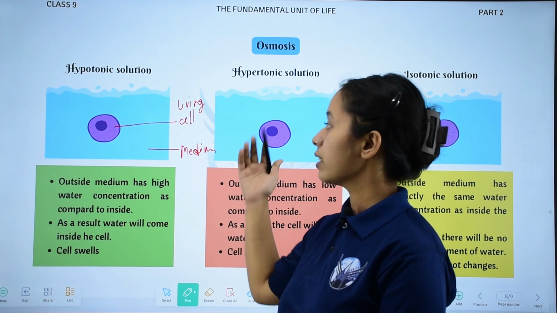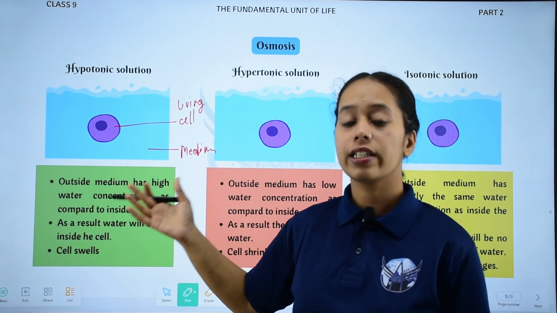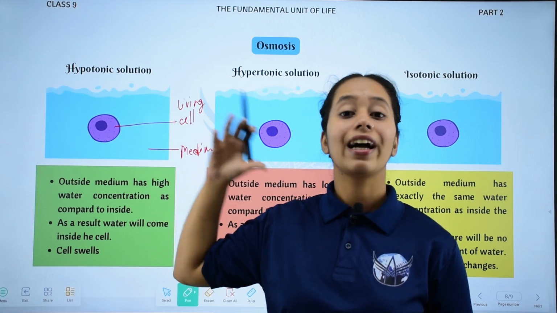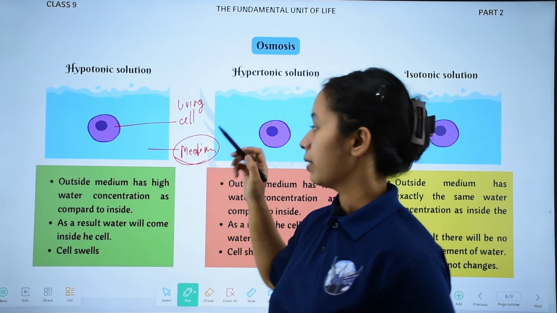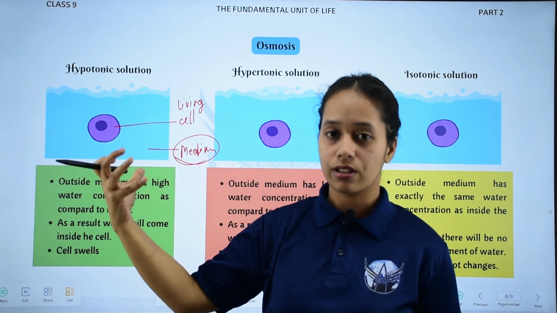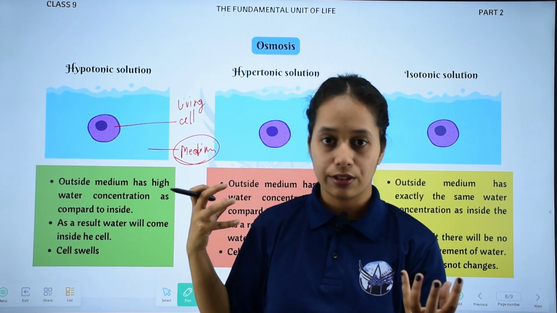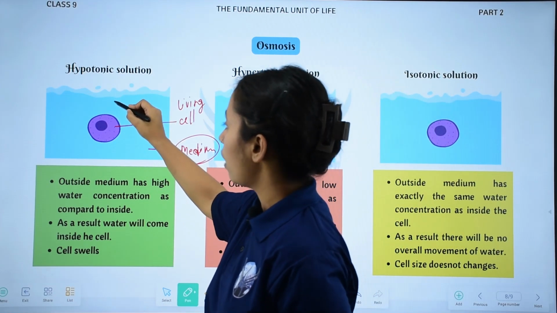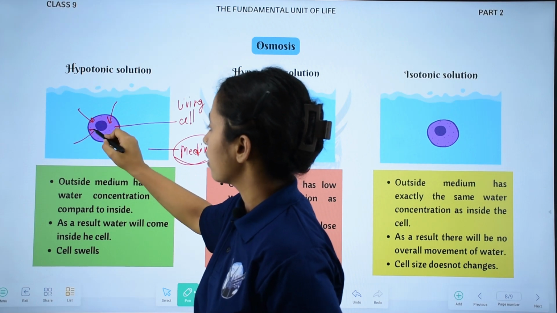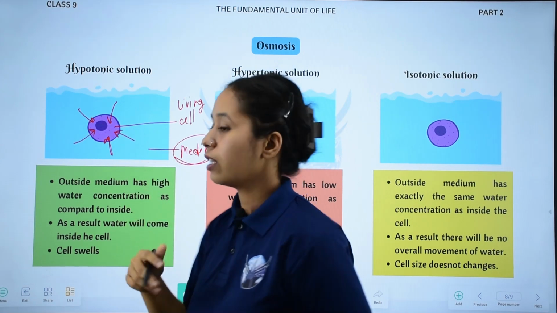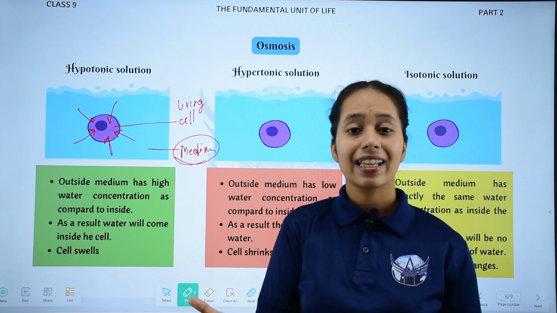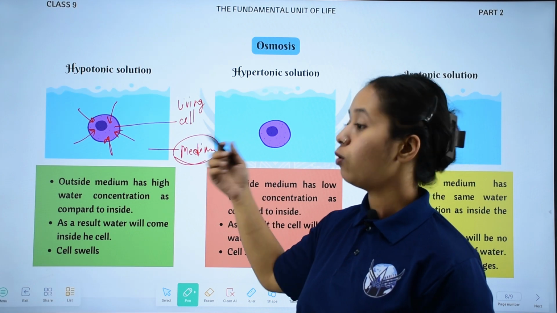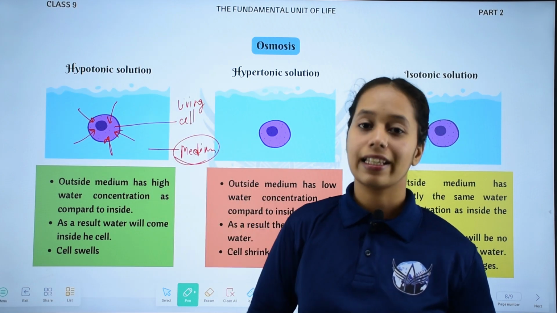Yes. So what the plasma membrane will do is that it will allow water to move from a region of higher concentration, that is the medium, to a region of lower concentration, that is inside the cell. So we will see that water will be moving from outside the cell to inside the cell. Why? Because outside the cell we have a higher concentration of water, and inside the cell we have a lower concentration of water. So the plasma membrane will allow water to move from outside to inside the cell.